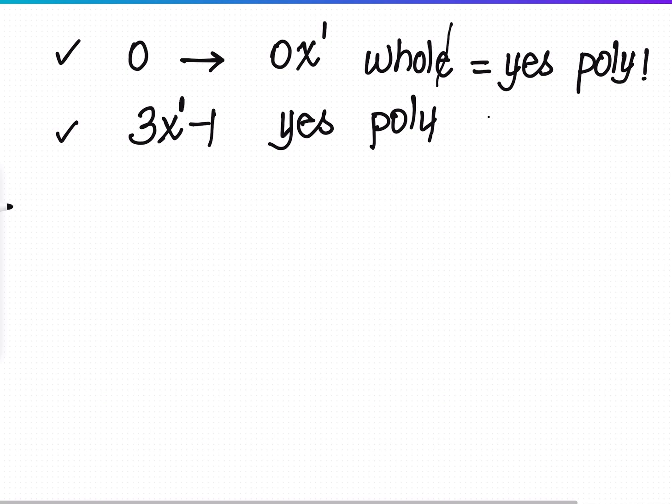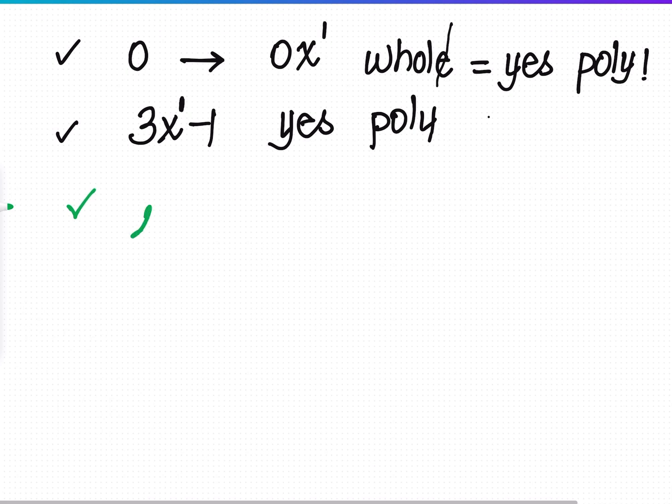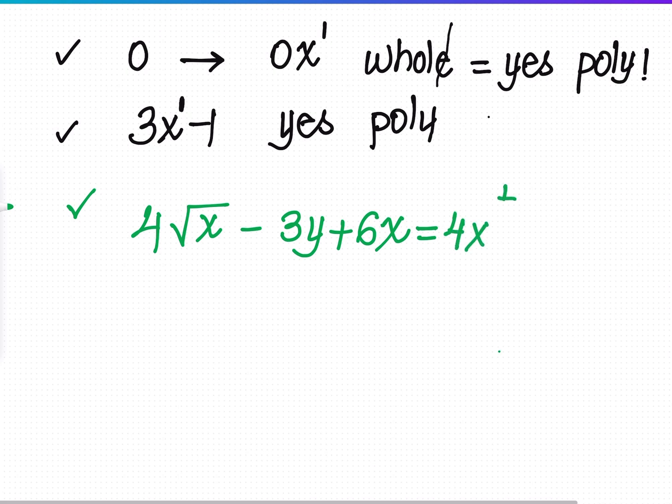All right, now let us take a look at another example, which is a little different. So let us say we have 4 square root x minus 3y plus 6x. Now here, if I want to rewrite the same expression, I can say that this is 4 times x to the power of 1 by 2. Remember, a square root can be written as the power 1 by 2, minus 3y plus 6x. Now these are fine, but the problem here is that my power is a fraction. So I cannot have a fraction in the power. Hence, I can say that this is not a polynomial.